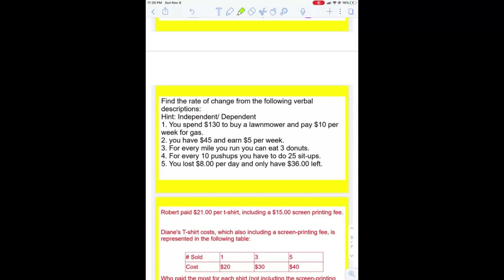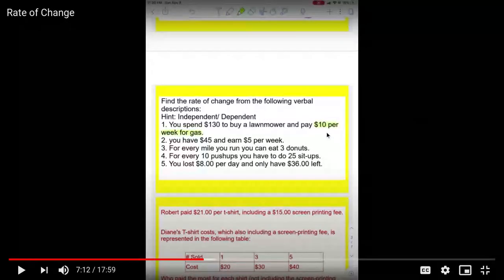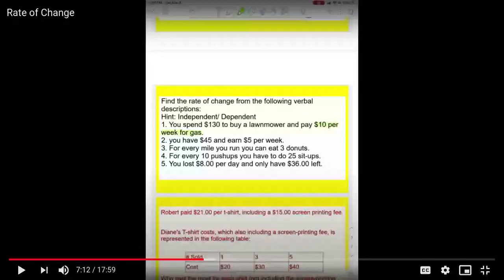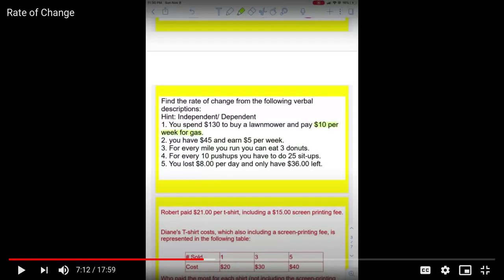Number 1 says you spend $130 to buy a lawnmower and you pay $10 per week for gas. Your rate of change is $10 per week for gas. So when you're thinking of rate of change, $10 per week, anytime per week, per day, per month, anything like that, that is a rate of change. And when you see for every blank you get blank, that is another rate of change. So here, your rate of change is $10 per week for gas.